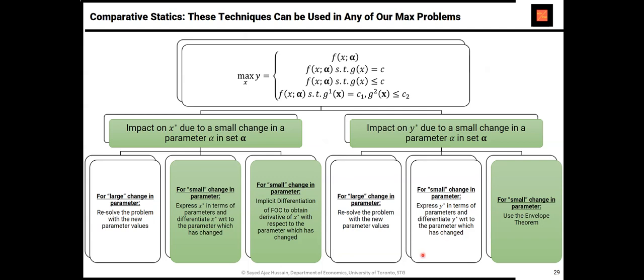So I've shown you these techniques: how to find the change in x star from a small change in parameters by direct differentiation or implicit differentiation. And I said, unless you're forced to, you should calculate the change in y star due to a change in some parameter by using the envelope theorem. These techniques that I've shown you can be used for any class of problems, not just for unconstrained optimization problems.